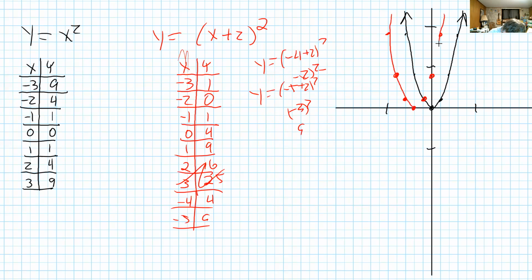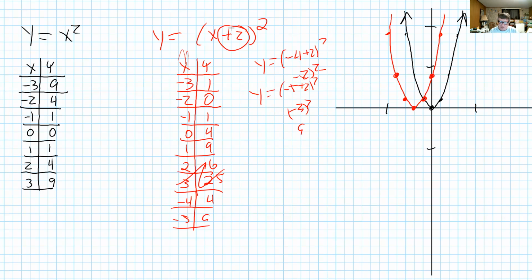What does that graph look like? Well, it's the same shape as y equals x squared, except it's moved which way? It's moved to the left 2 units. By adding 2 inside, it moved to the left, so it moved in the -2 direction.